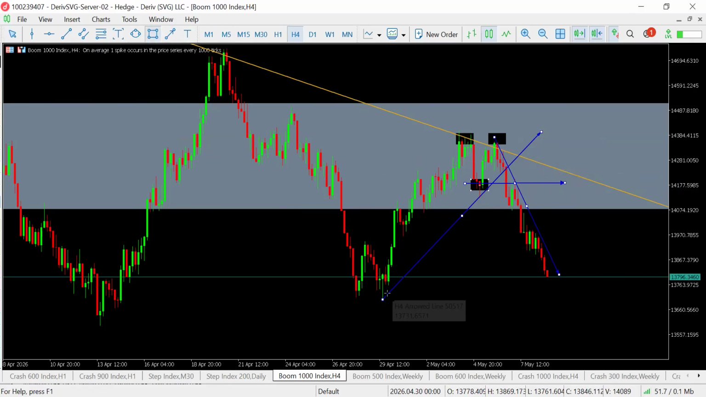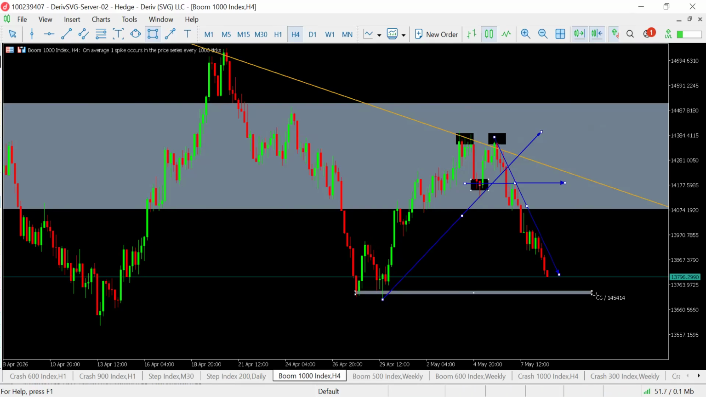My initial take profit was here, but because of what I saw on the monthly time frame, I had to get out of the trade because I didn't want to get into a nasty pullback that might want to come back to touch this trend line. So that would have meant losing almost everything that I had gotten from the trade. So that's that for the Boom 1000 index.